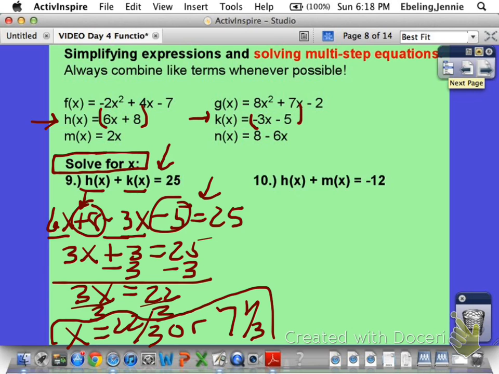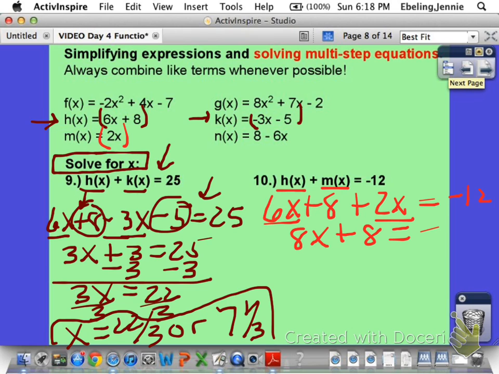Let's take a look at the one that's next to it. h of x, again, is 6x plus 8. m of x is 2x, so plus 2x is equal to negative 12. I've got some like terms I can put together. I have 8x plus 8 is equal to negative 12. Subtract this 8, and I get 8x is equal to negative 20.